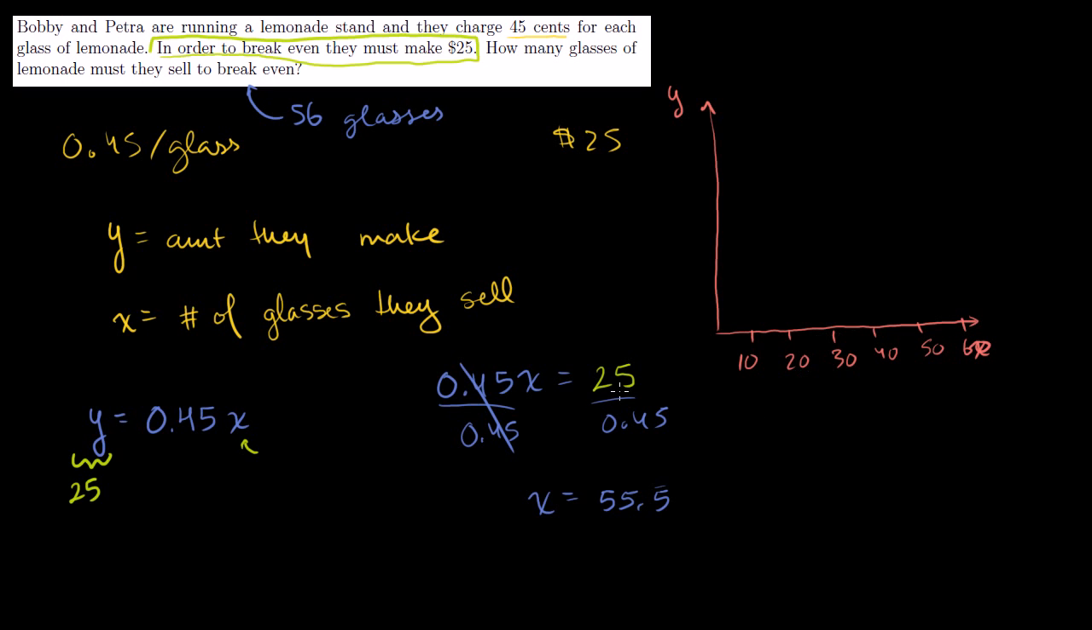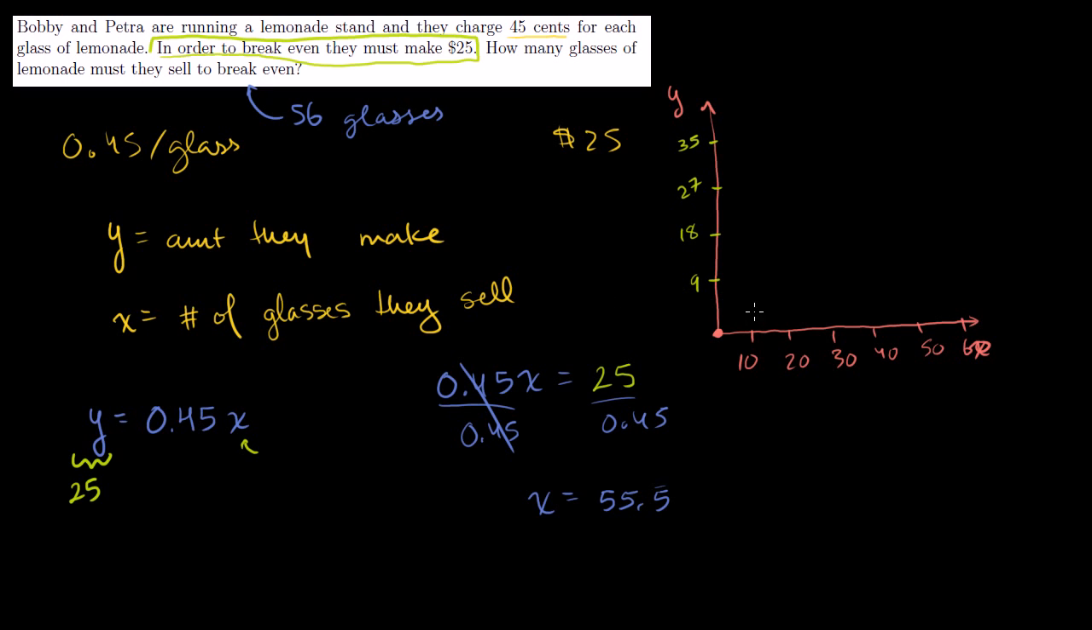So that's the number of glasses. And when they sell 0 glasses, they make $0. That's their y-intercept. It's at y is equal to 0. Then when they sell 10 glasses, they make $4.50. Actually, let me just mark only the multiples of 9. So let's say 9, 18, 27, 36. And when they sell 10 glasses, they're going to make $4.50.